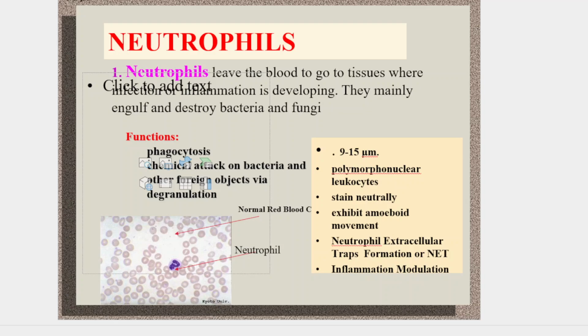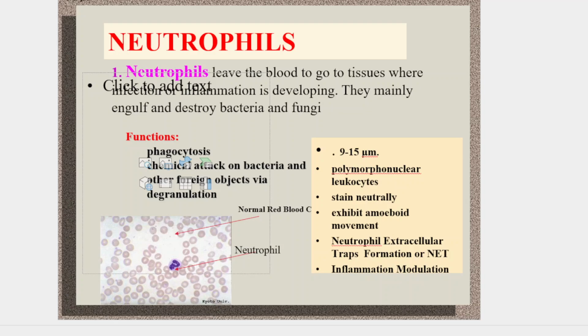In response to certain pathogens or inflammatory stimuli, neutrophils can release a web-like structure composed of DNA, histones, and granular proteins. These nets can trap and kill extracellular microbes, preventing their spread. This process is called NETosis.